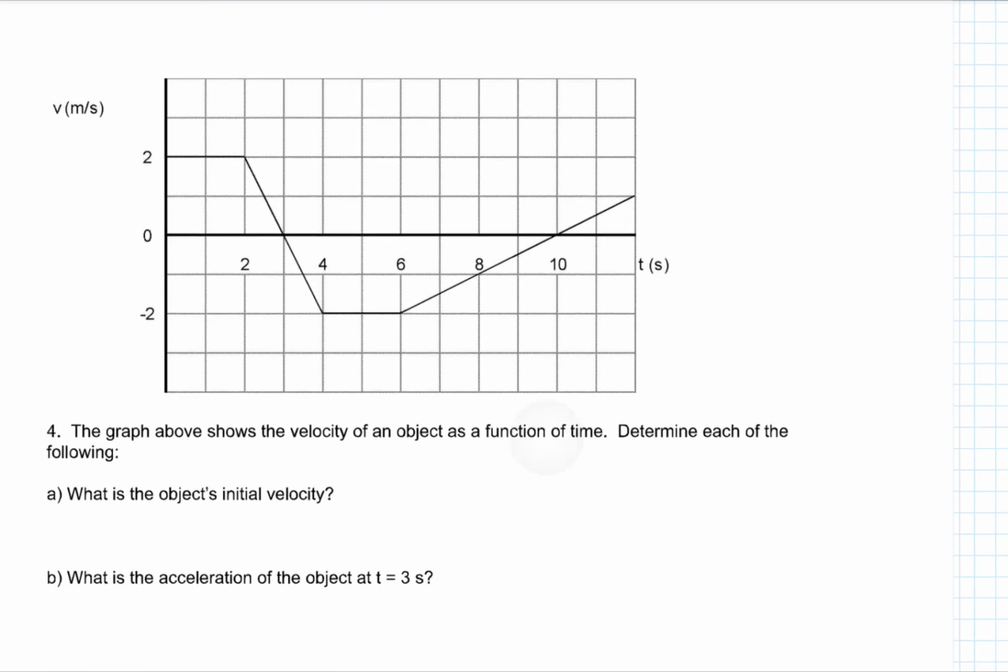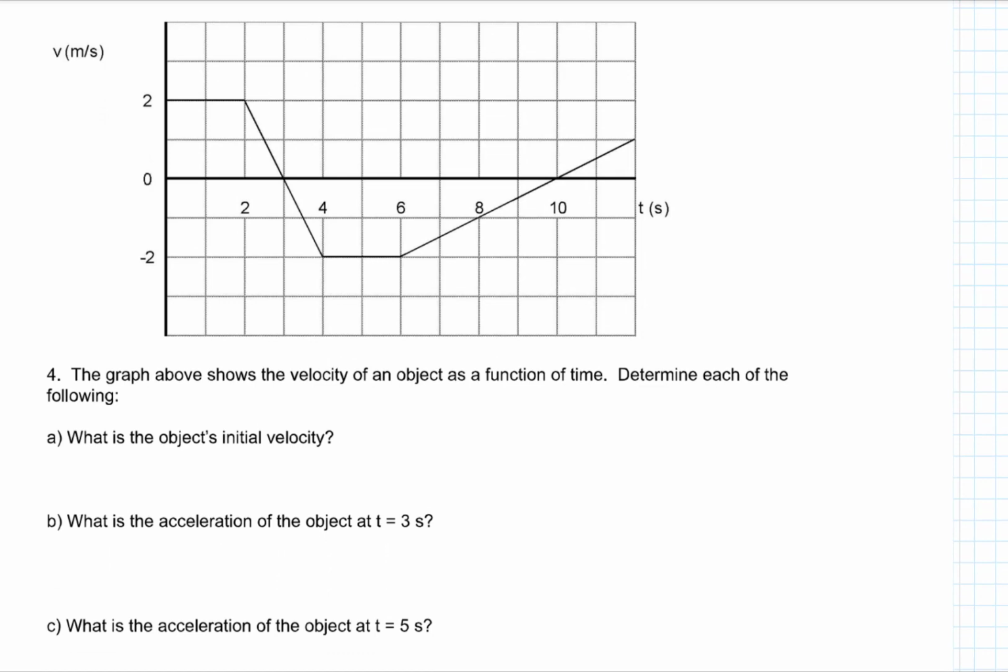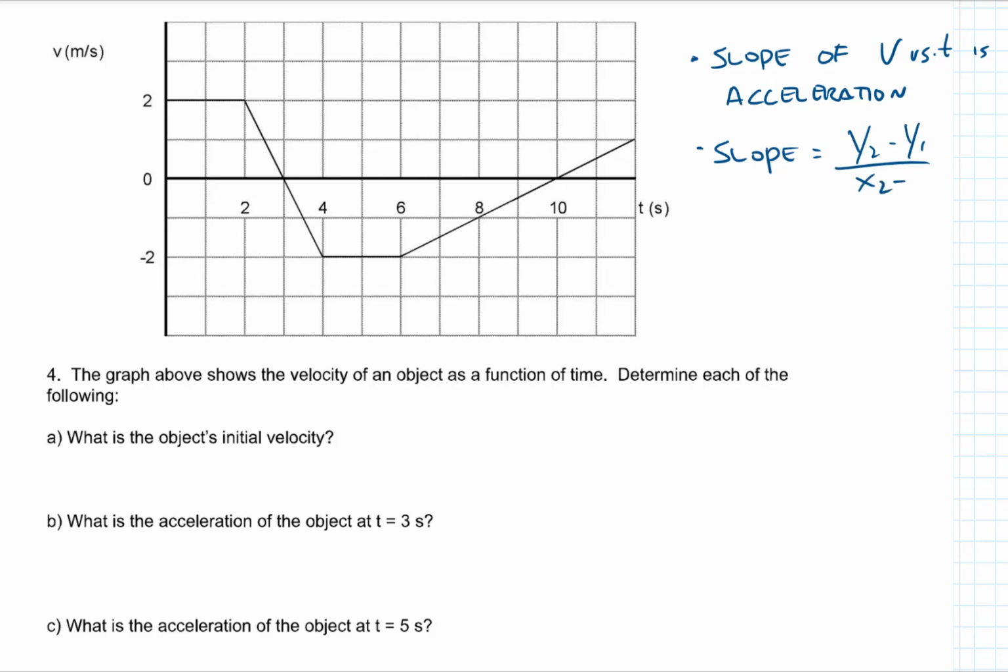All right, here we have a velocity versus time graph, and we want to answer these questions with it. So for velocity versus time, some things to keep in mind. The slope of this graph is acceleration. That's really helpful. And the slope in general is y2 minus y1 over x2 minus x1, if we need to find the slope at any point. Positive slope is positive acceleration, and negative slope is negative acceleration.